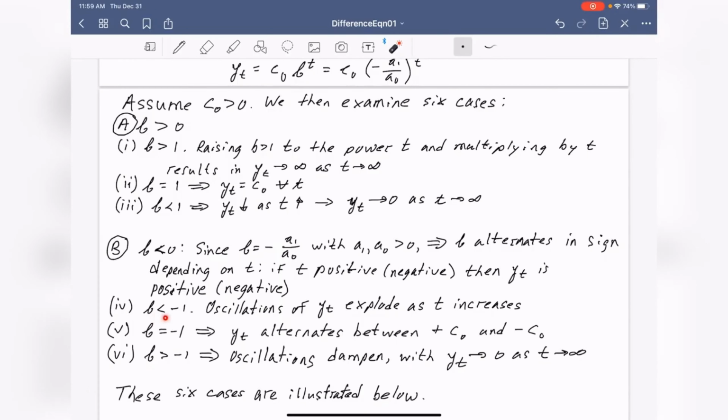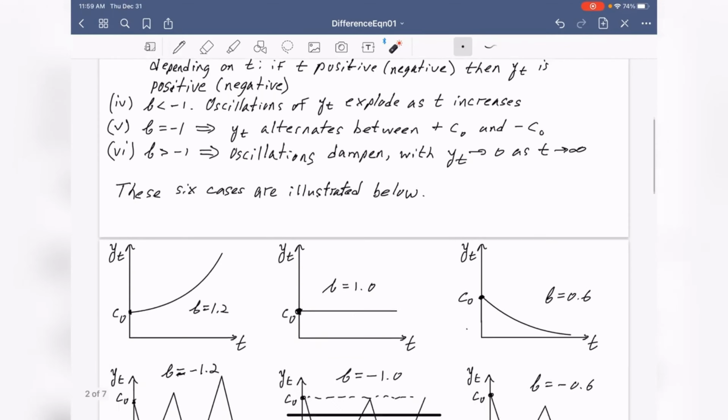If b is less than minus 1, oscillations of y_t explode as t increases. In other words, y_t will oscillate back and forth being a positive and a negative number, but it will explode as t increases. If b is equal to minus 1, y_t alternates between plus c0 and minus c0. And if b is greater than minus 1, but less than 0, then the oscillations dampen with y_t approaching 0 as t approaches infinity. And we can illustrate these 6 cases in the following diagrams.